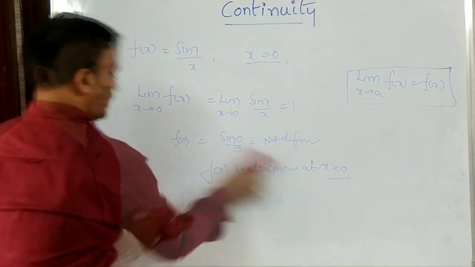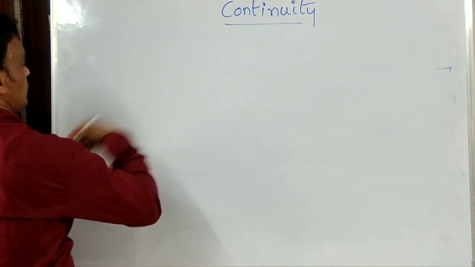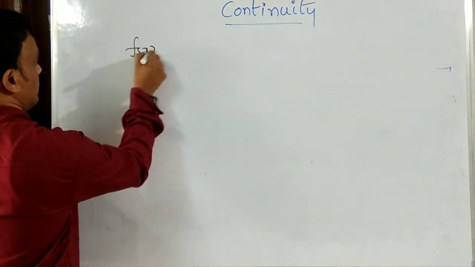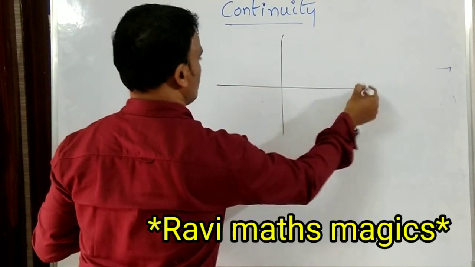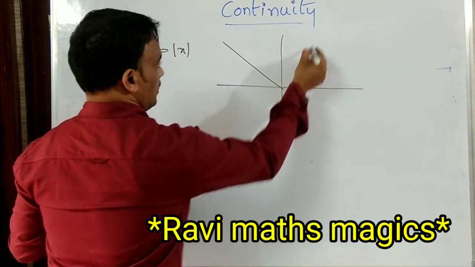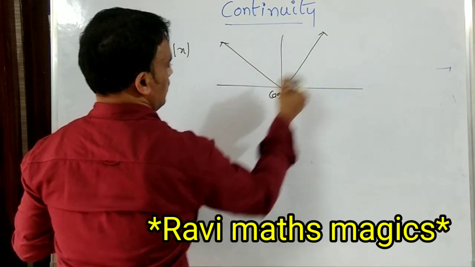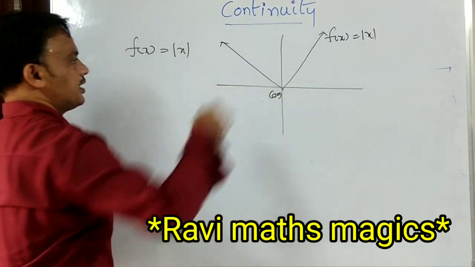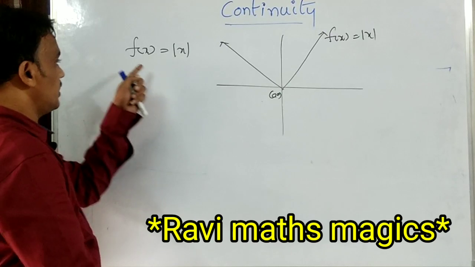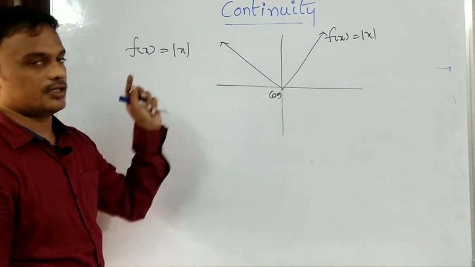Okay, so let's see some functions. f of x equals modulus of x. Just check the graph of the modulus function. This is the modulus function. So f of x equals modulus of x is always continuous where this function is defined. I mean, on its domain it is a continuous function.